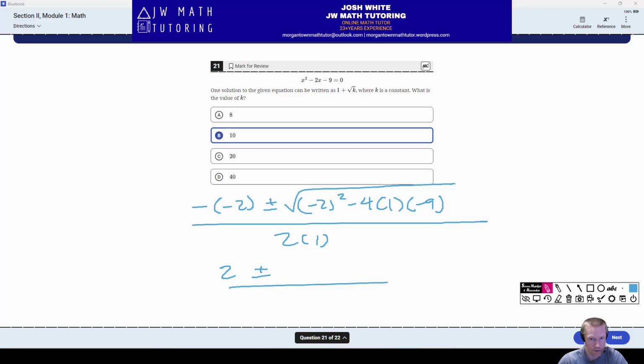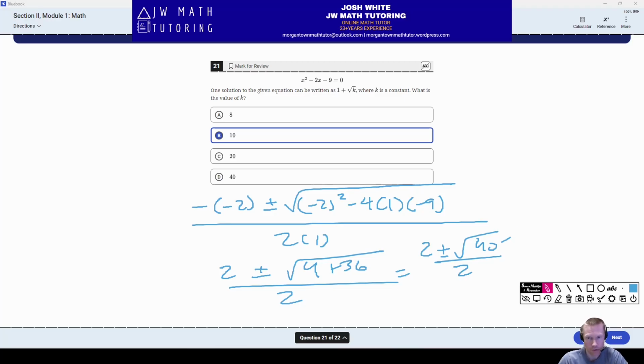Okay, it becomes positive 2. Inside we get 4 plus 36. So we've got 2 plus or minus root 40 over 2. Notice this is not quite the same as the answer. We have to do more work because we need it to just be a 1 in front, not a 2.